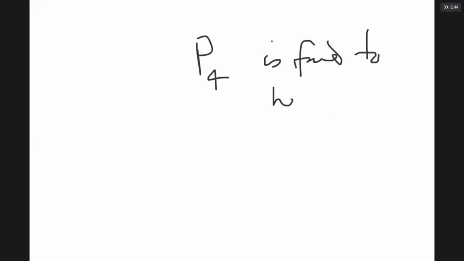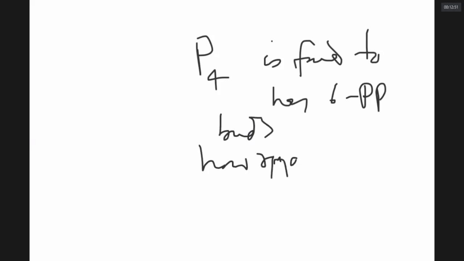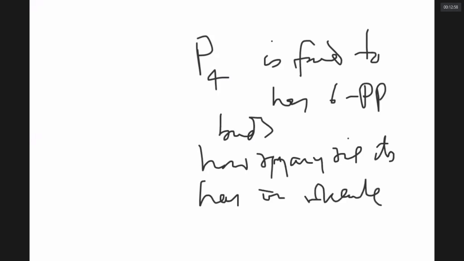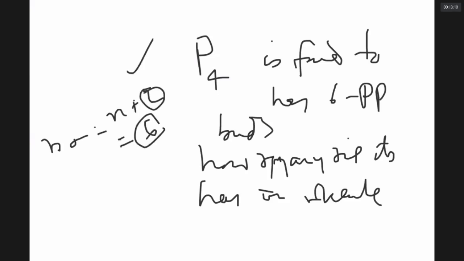An exercise question. P4 is found to have 6 pp bonds. How many rings does it have? 2 rings, sir. I don't know, you missed it. The number of sigma bonds is equal to number of atoms plus 2, which is 6. Have you noticed? Because its number of sigma bonds are 2 units more, it should have 3 rings.